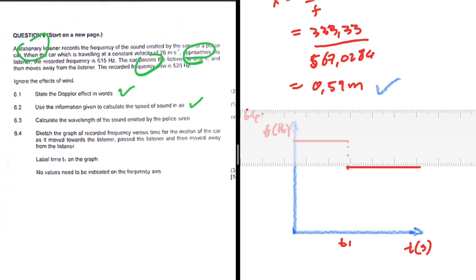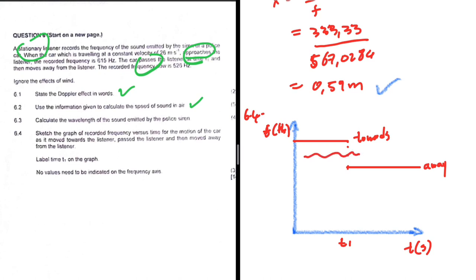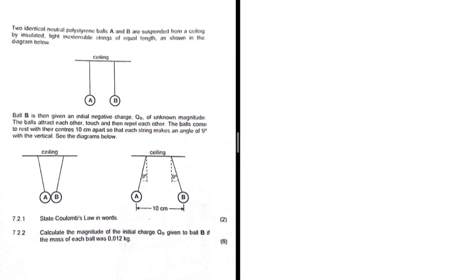I was supposed to indicate something. Sketch the graph as it moves towards. Okay, it doesn't say we must indicate which one is towards. But here, this is towards, as it is moving towards. This is away. And then somewhere in the middle here, we have the emitted frequency. There we go.